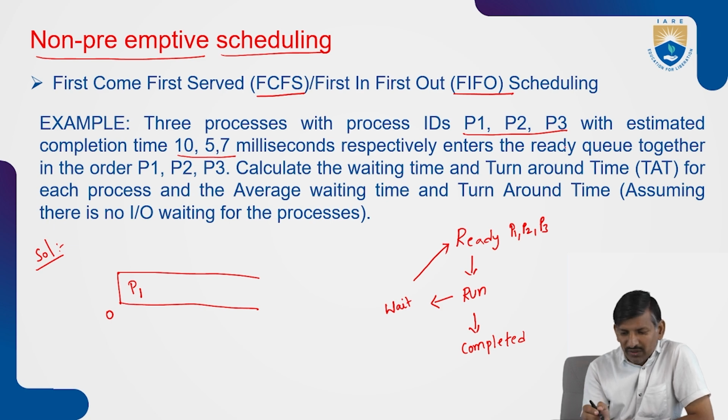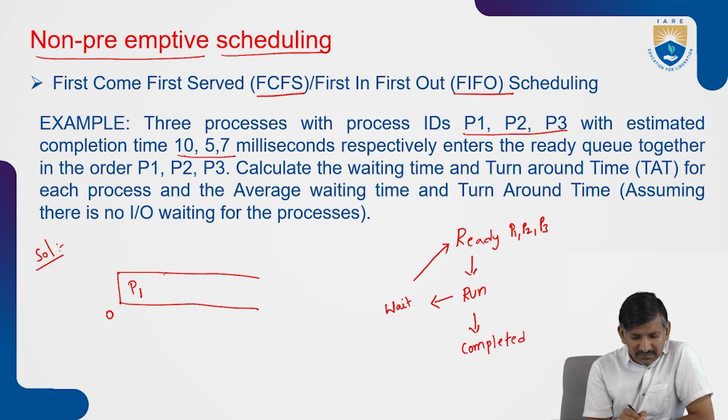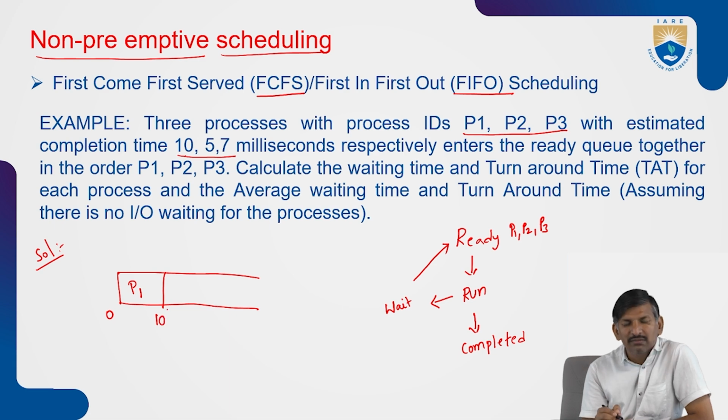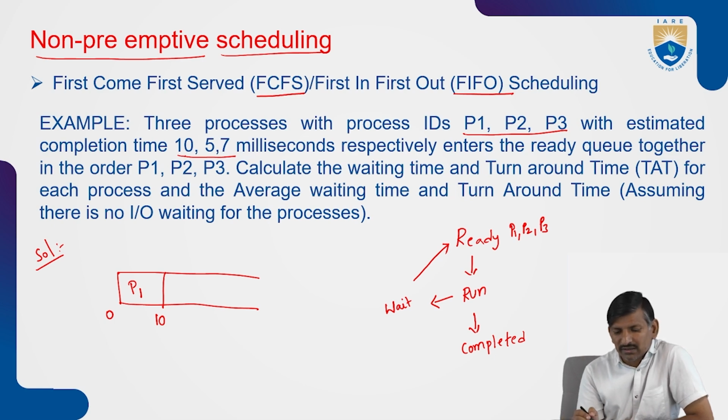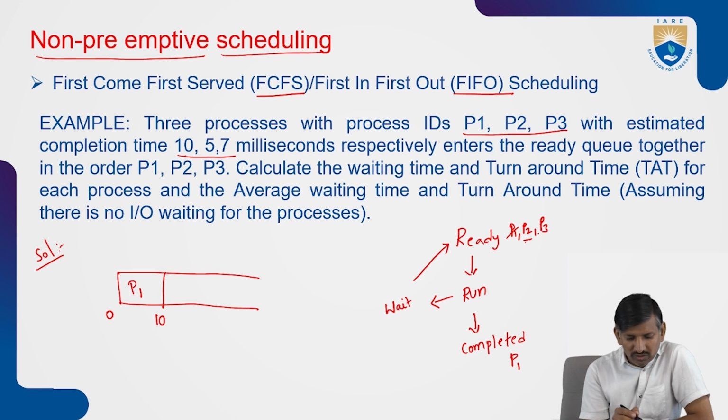So what is the execution time for P1? 10 milliseconds. After completion of P1, the scheduler checks the ready state again. So P1 is completed and enters into the completed state. At the 10th millisecond, what processes are available here? P2 and P3. Among them, which process entered the ready state first? P2. So that is scheduled for execution.